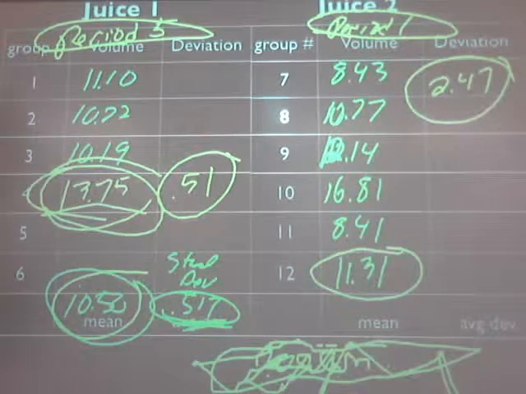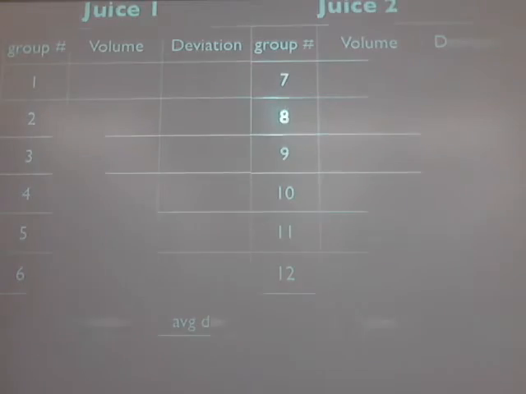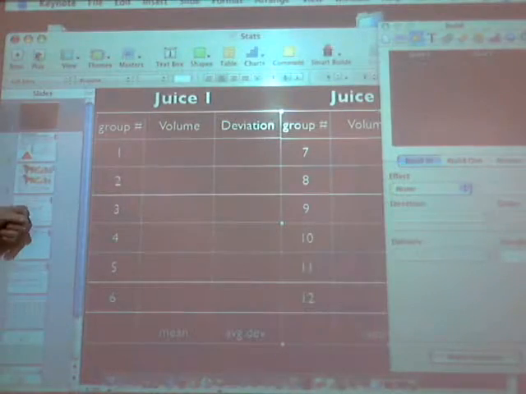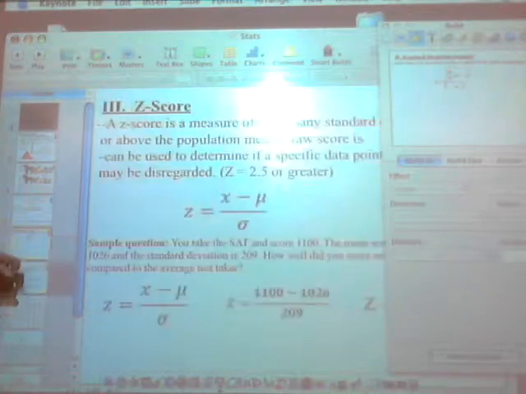By the way, there's other things you can use a z-test for, too. One of the ones I'm going to use it for is the first example on there about SAT scores. If you ever want to know how well you did compared to everybody else on an SAT score, I can show you how to do that, too. All right? So let's show you how to do z-tests here. A z-score.